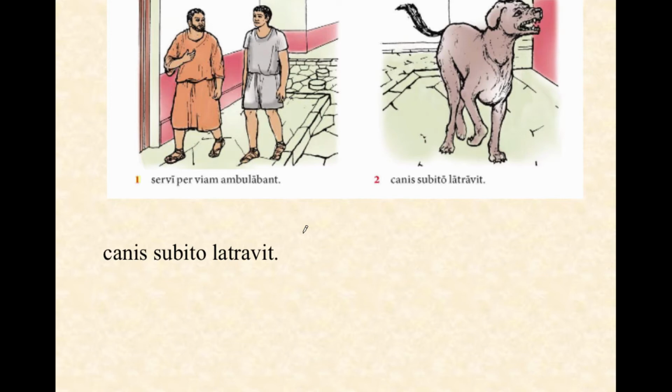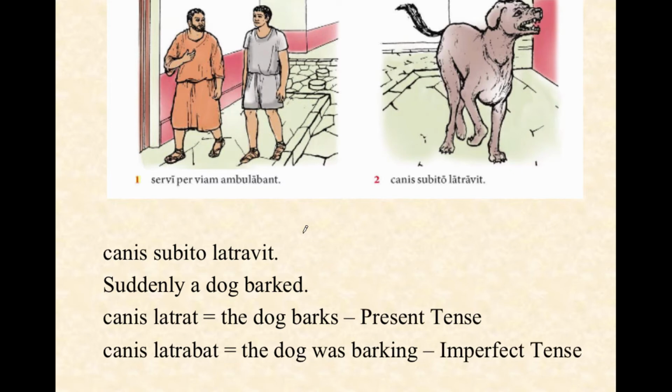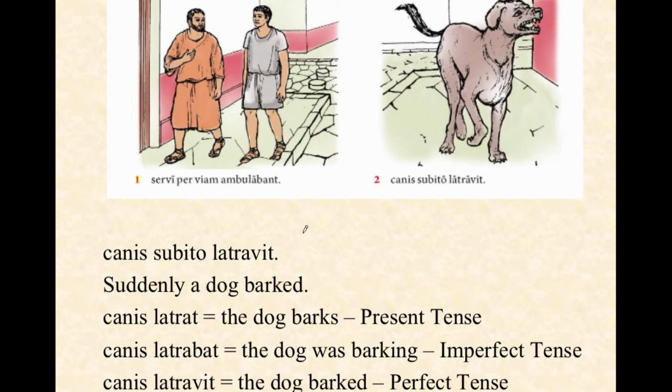Number 2. Canis subito latravit. Suddenly a dog barked. Okay, so latrat is the present tense. Canis latrat, the dog barks. The imperfect would be canis latrabat. The dog was barking. Again, the names of these tenses: present tense, action right now, that's what we've had until today. Imperfect tense, was barking. And then what we have here in this sentence, canis latravit, the dog barked.